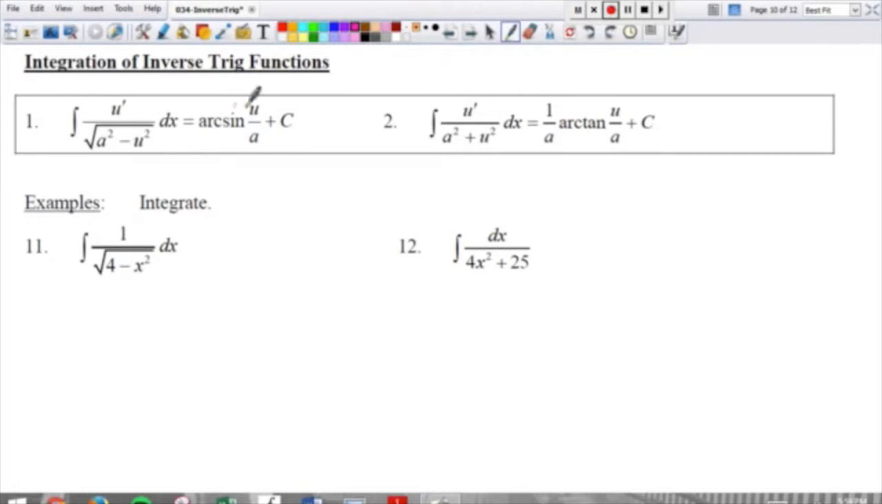Now, here are two very annoying inverse trig function integral formulas. Again, we're not integrating arcsine, we're integrating arcsine's derivative. These go hand in hand. If you can understand the derivative, you can understand how to undo it. Notice that I'm not even bothering to give you the non-chain rule form. Again, it's all reverse chain rule.